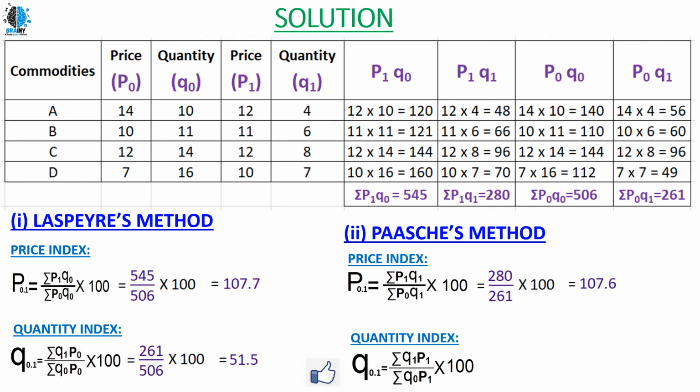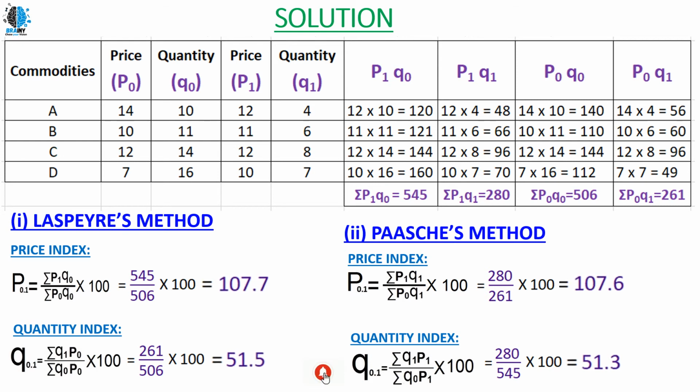If I do the calculation of all this, I will get the price index number as 107.6. Next, I have the quantity index. Under the quantity index we have 280 divided by 545. If I do the calculation, I get the final value 51.3. So as you can see, in the Laspeyres method and the Paasche method, we got approximately the same index numbers for price and quantity. So these are my price index and quantity index under the Laspeyres and Paasche methods.